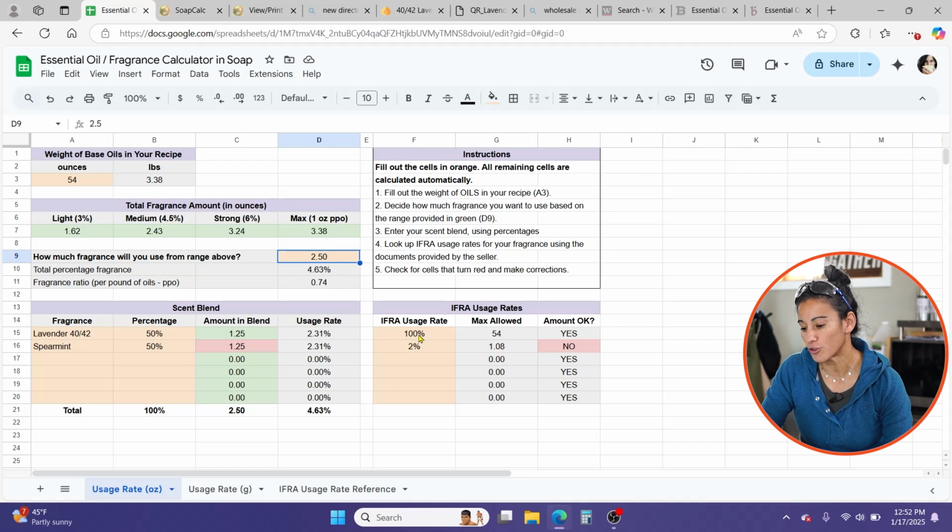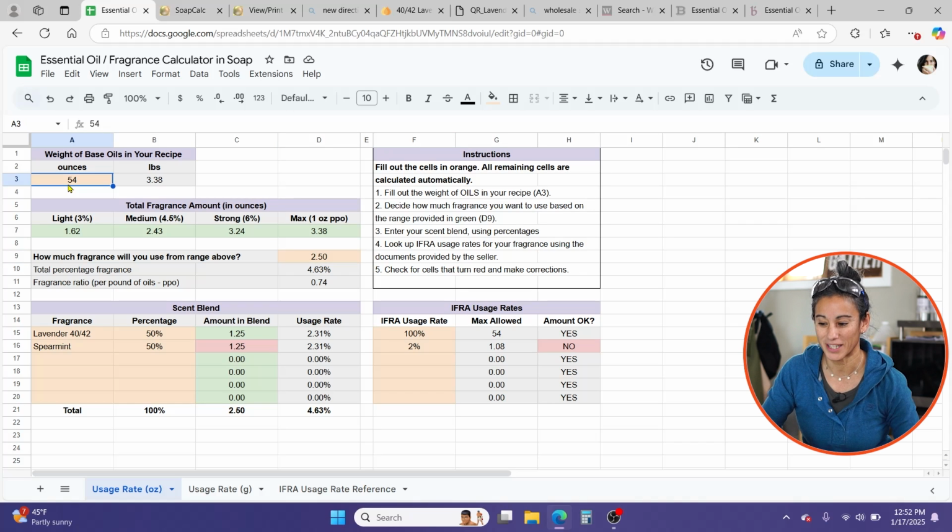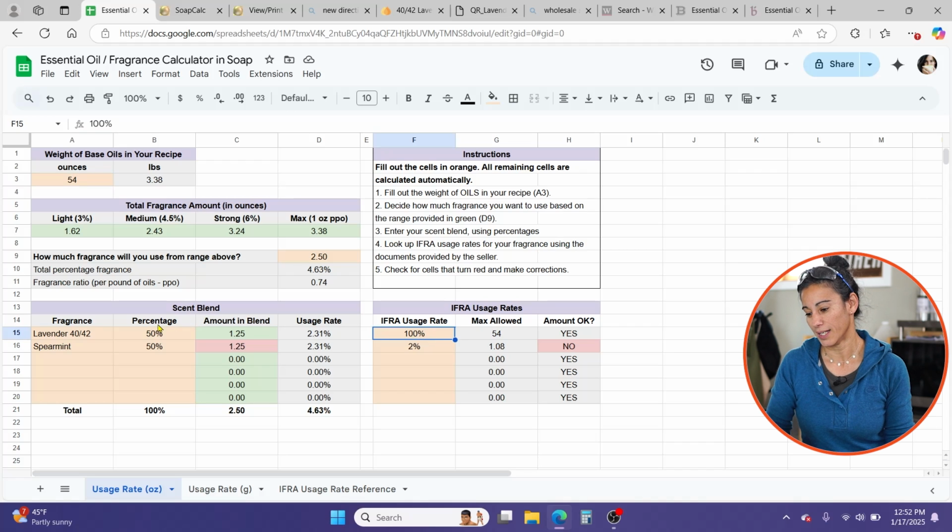So when it says 100%, that means you can use up to 2.5 ounces. It doesn't mean that you can use 54 ounces. I mean, I guess technically it does, but you wouldn't want to do that because then you'd have this super liquid soap. So one thing that's a little bit confusing for people is all of these percentages.